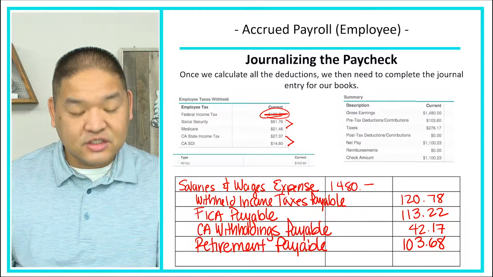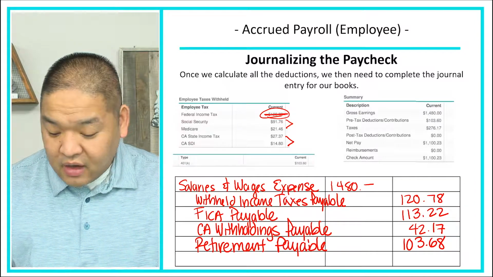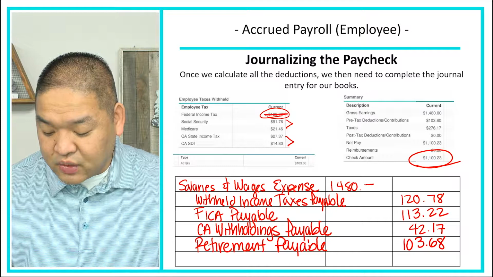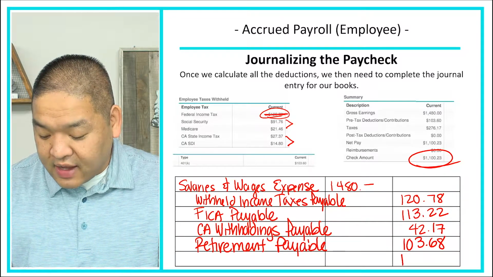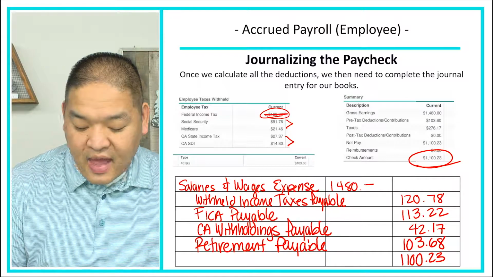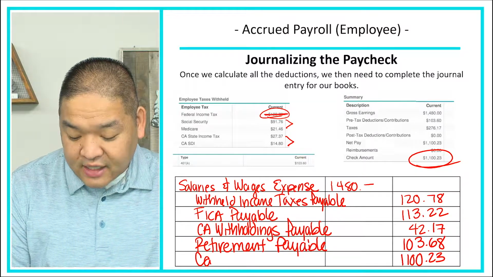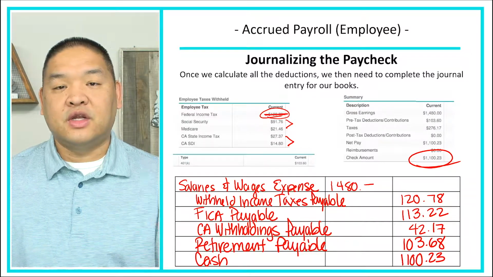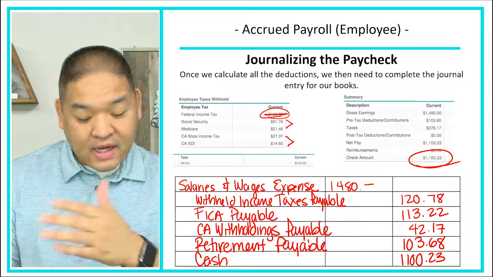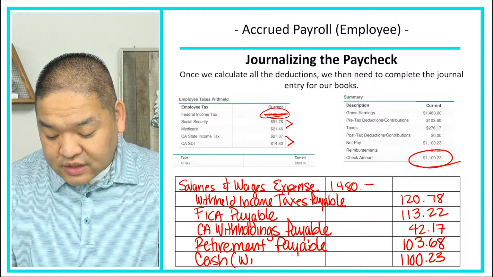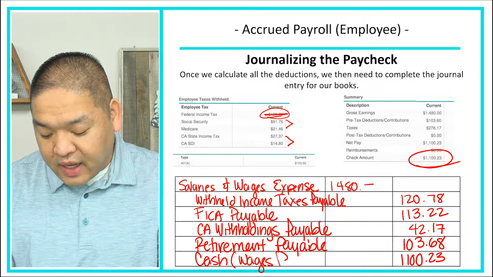Well, what's left is our net paid to our employee. Our net paid to our employee was $1,123. And that could either be cash, if that's what we paid right now, or maybe we do this calculation on a Thursday, but we really pay them on Friday. It might be wages payable.